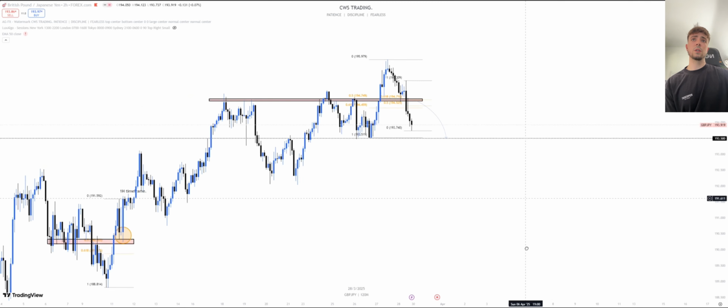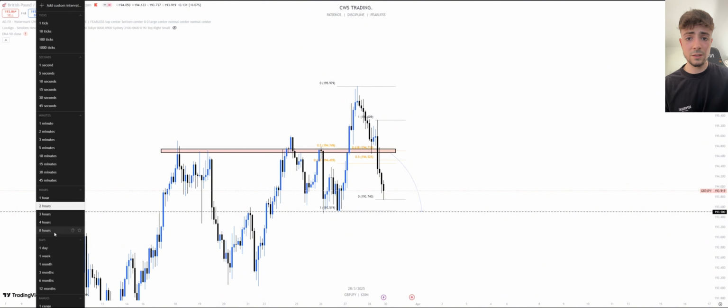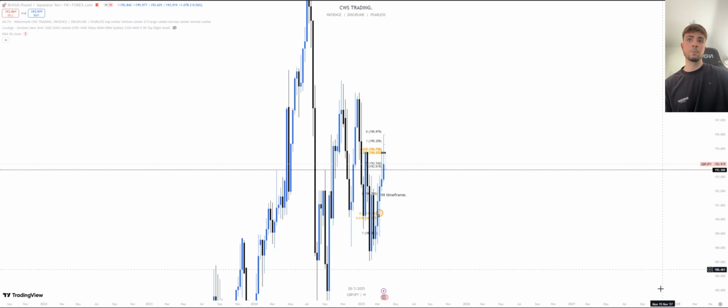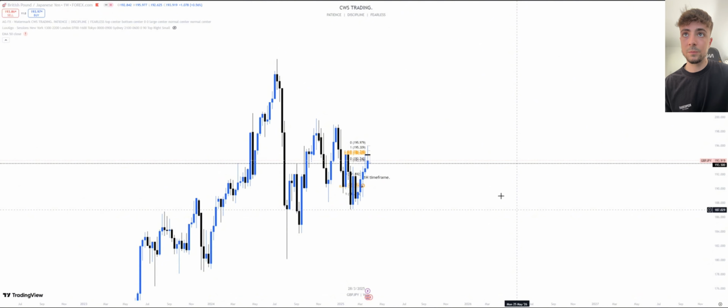Moving swiftly on to GBP JPY. Now this, you might be wondering, why am I looking for sells on this when I'm looking for buys on all of the other GBP pairs? And that is simply because the yen is a very strong currency and can overpower the Great British Pound, as we are seeing here, because you will see on the weekly time frame, we are not heavily bullish like we are on the other GBP pairs.